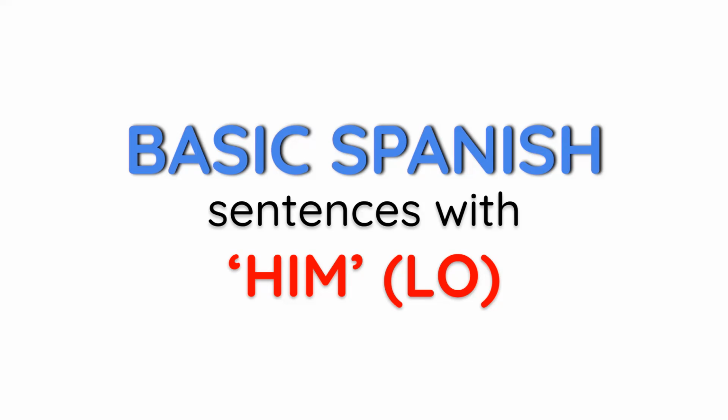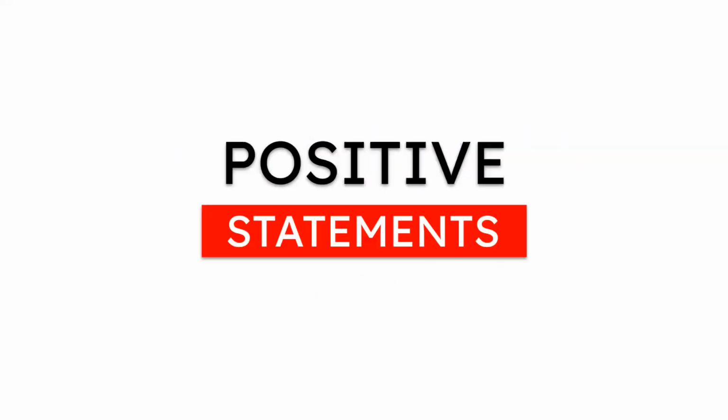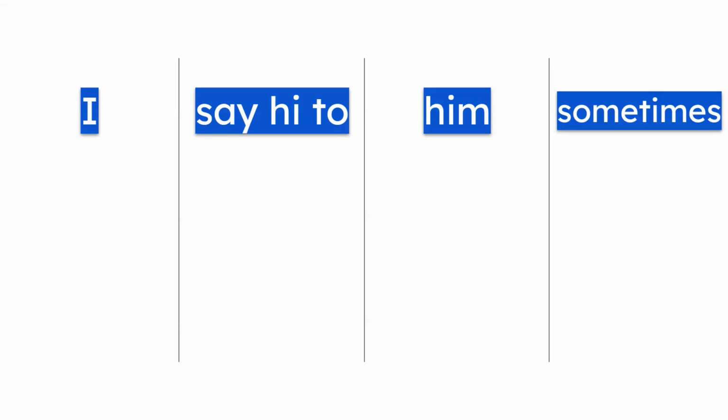In today's class, we're going to learn how to use the object pronoun lo, which is him in Spanish. Are you ready? Then let's go. First, as always, we're going to start with positive statements. And the first sentence is, I say hi to him sometimes.